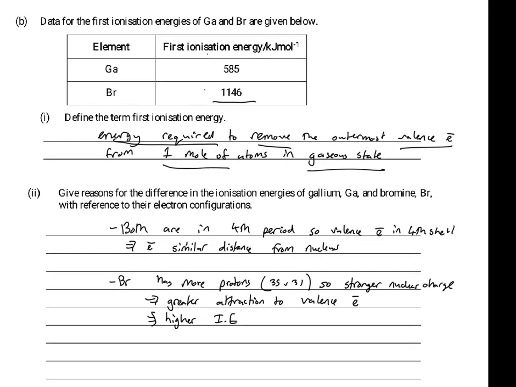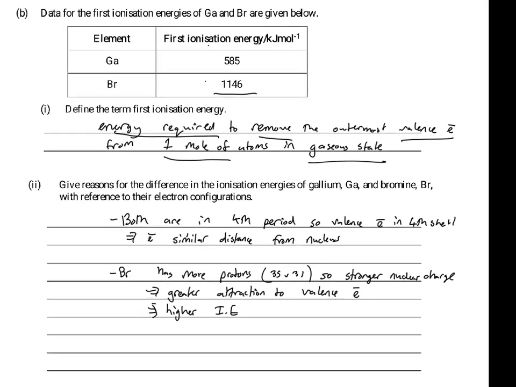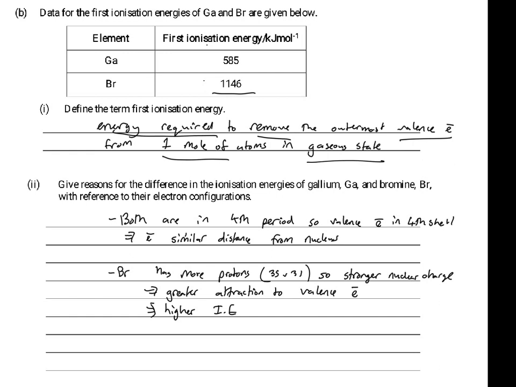What's different between the two is that bromine has more protons than gallium. So bromine has 35 protons compared to gallium's 31. So what that means is it has a stronger nuclear charge. And nuclear charge, kind of think of it like a magnet.